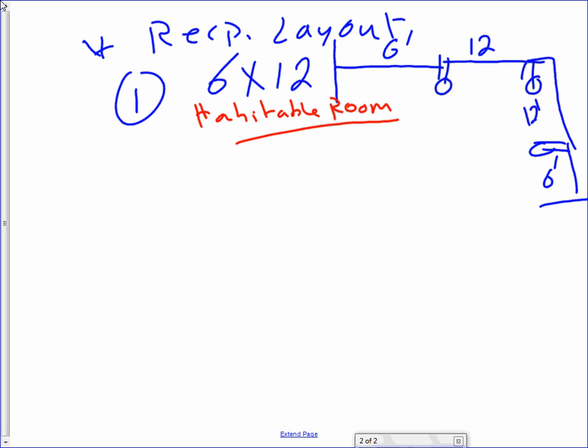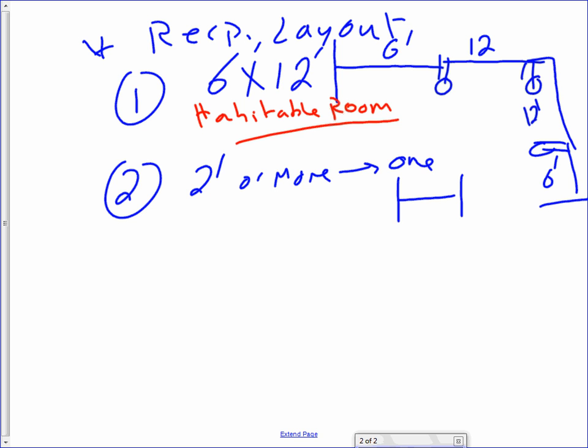So rule number 2. Rule number 2, these are, by the way, feet. Rule number 2: 2 feet or more, you need 1. So if you have a wall like this, and the wall is 2 feet or more, it needs at least 1 receptacle. Here's a wall between a door and a door. If that wall is 1.5 feet, do I need a receptacle? No. More than 2 feet, you need a receptacle. That's rule number 2. Rule number 3.